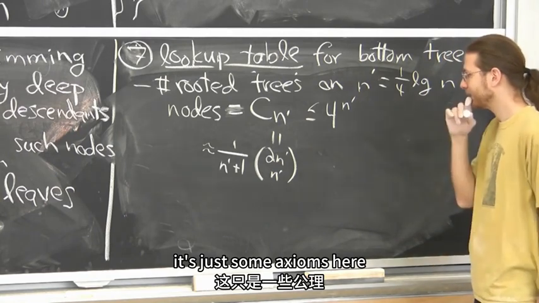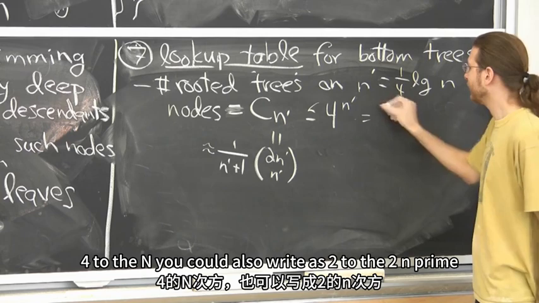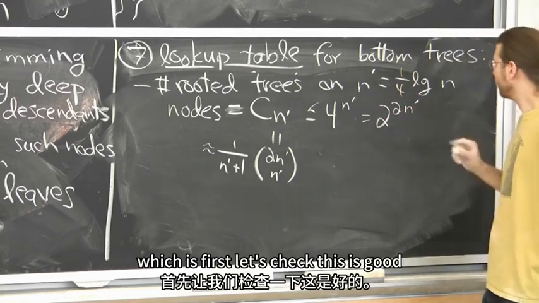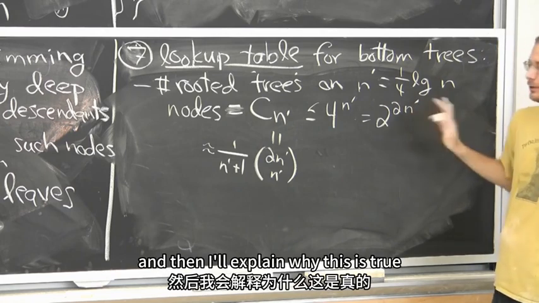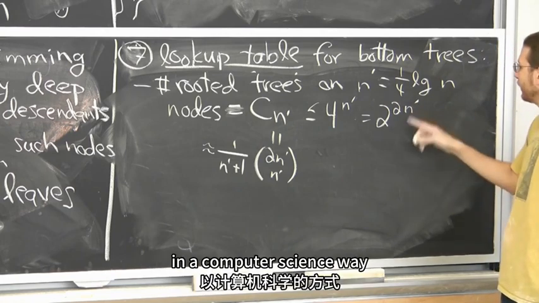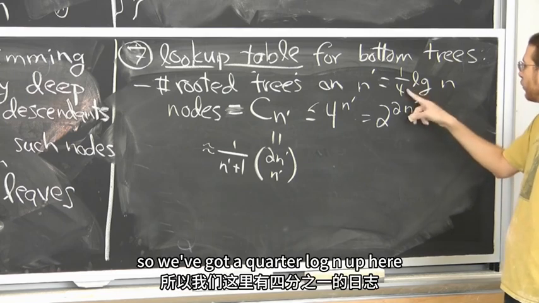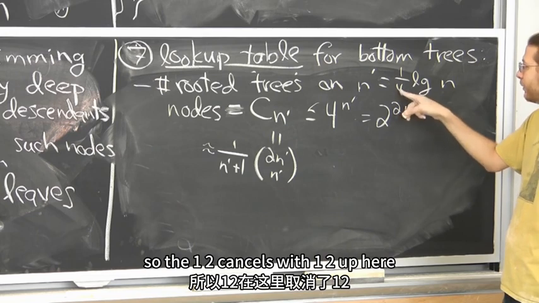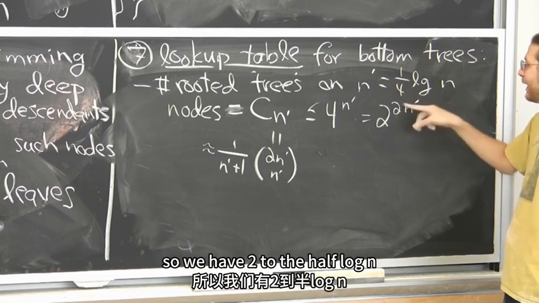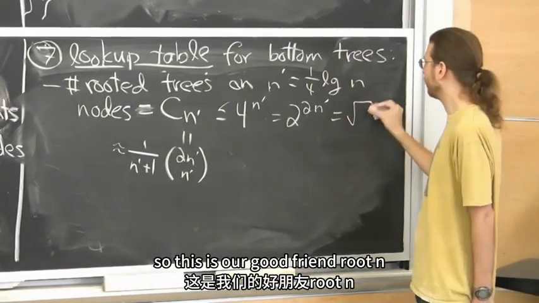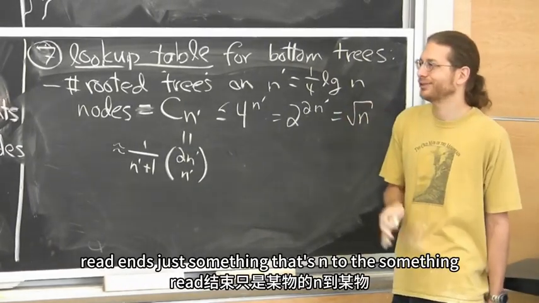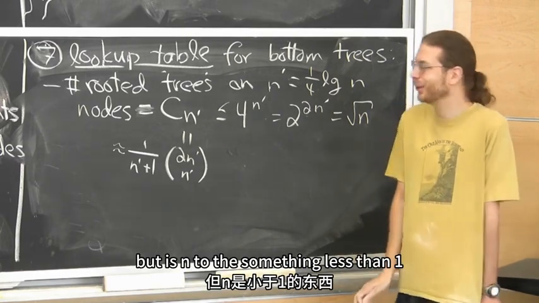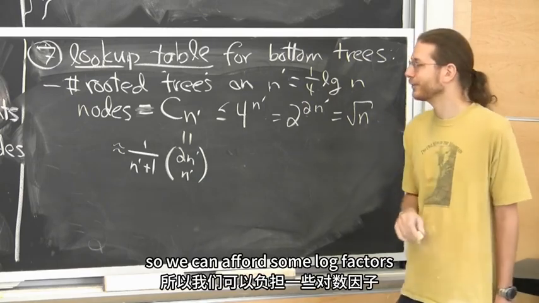It's just some asymptotics here. Why is it 4 to the n? 4 to the n you could also write as 2 to the 2n'. First let's check this is good, and then I'll explain why this is true in a computer science way. So we've got a quarter log n up here. So the 1/2 cancels with the 1/2 up here. So we have 2 to the half log n. So this is our good friend, root n. Root n is just n to the something less than 1. So we can afford some log factors.